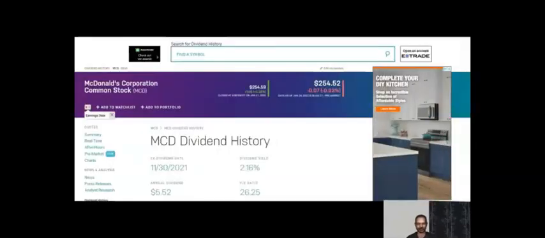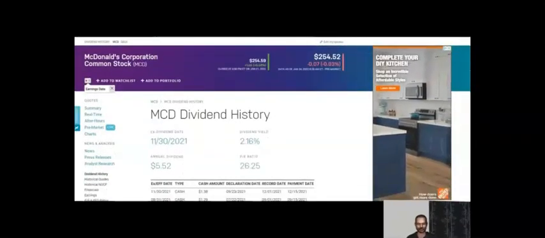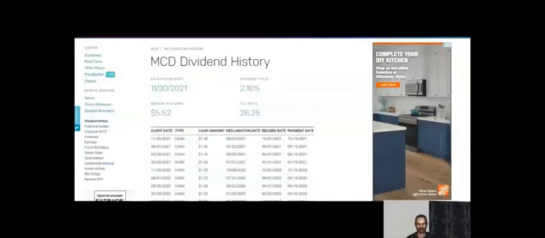And I check for the purple banner here, and seeing they pay an annual dividend of $5.52. And looking down here, we know that if we own the stock before November 30th, so November 29th or earlier, we'll get $1.38 per share, and it'll be paid into our account on December 15th. Now, you can see McDonald's has upped their dividend. They were paying $1.25 in 2020, $1.29 in 2021, and they've now increased it to $1.38.